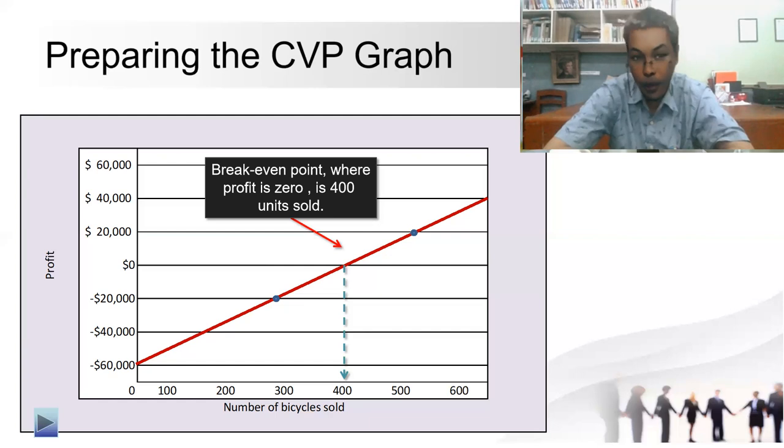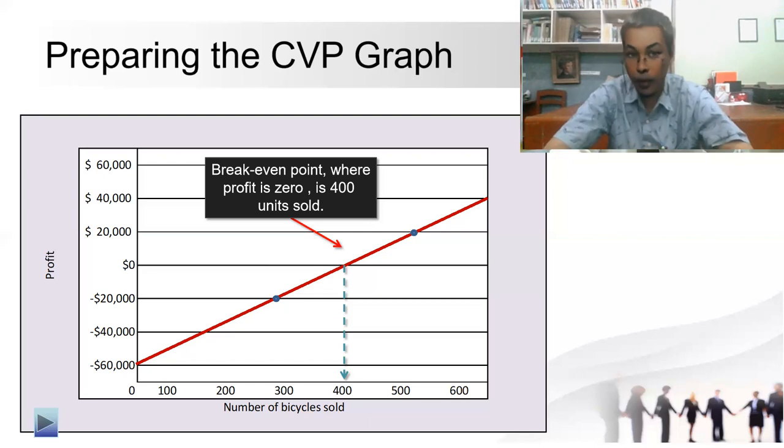Below the break-even point of zero profit, negative amounts of dollars are indicated, while upward from zero profit we have 20,000, 40,000, 60,000, which are positive. So above, we have income, and below, we have losses because we are in negative. This is how we prepare the CVP graph and the profit graph. The profit graph is just the unit contribution margin times Q, where Q is the number of units, minus fixed expenses. That is the CVP graph. That is the profit graph.